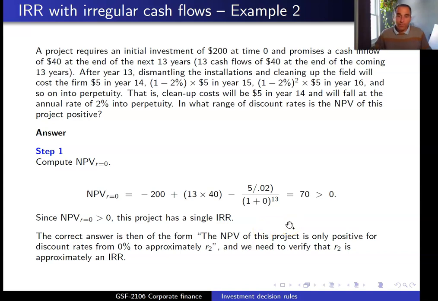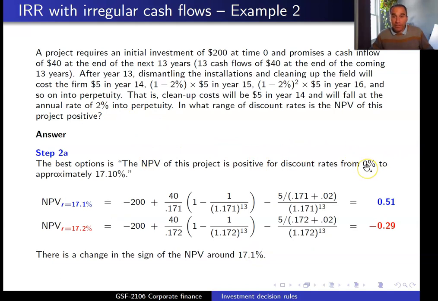So the appropriate answer is one where we have an interval between 0 and a second interest rate. And we need to verify that the second interest rate mentioned is an internal rate of return. That is, a discount rate around which there's going to be a change in the sign of the NPV. So the net present value will go from positive to negative.